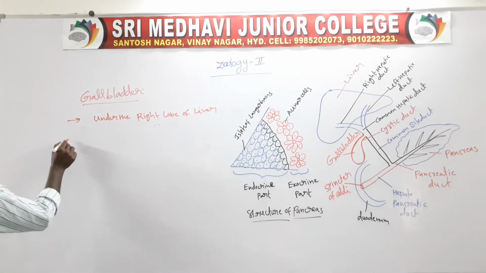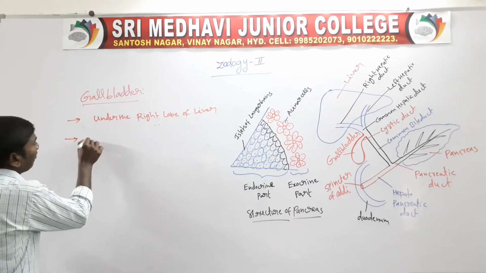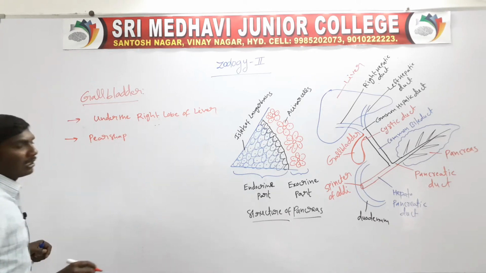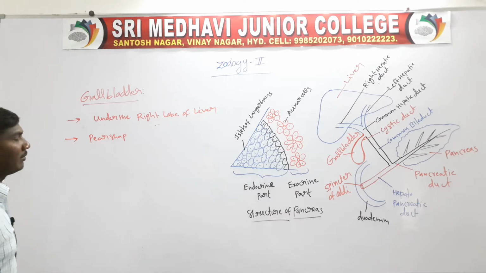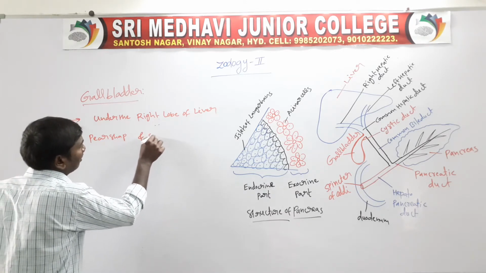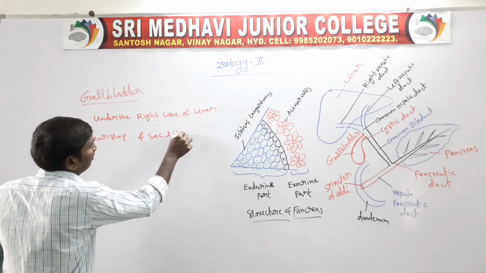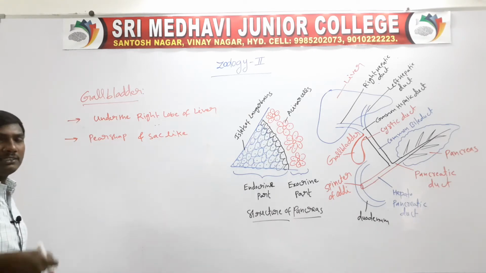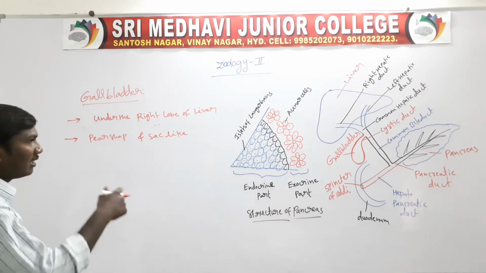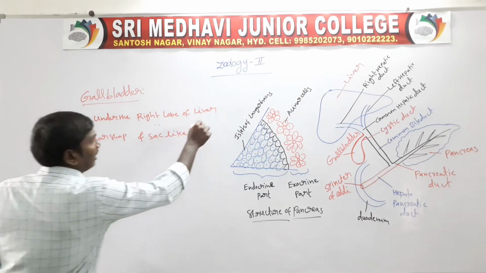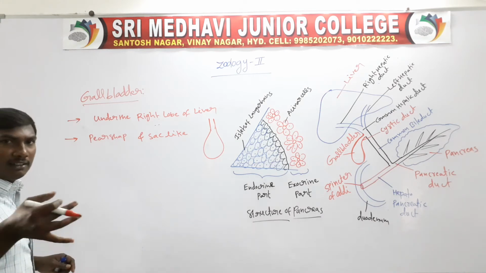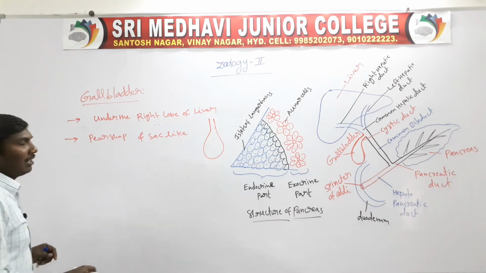Next one, the gallbladder is pear shaped. It is a sac-like structure. Sac means a bag-like structure. So the gallbladder is pear shaped and a sac-like structure.